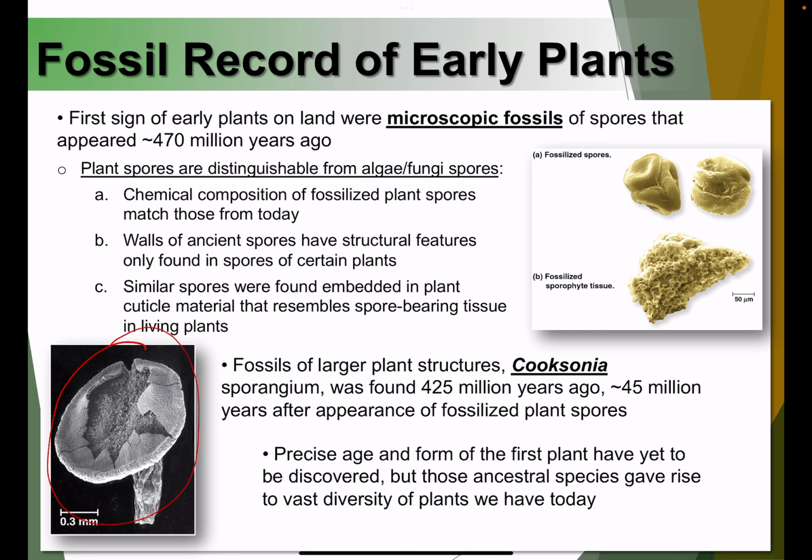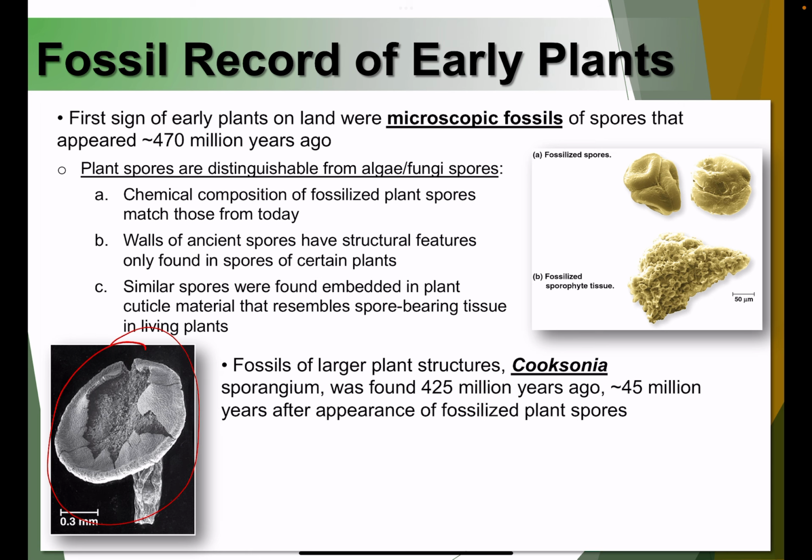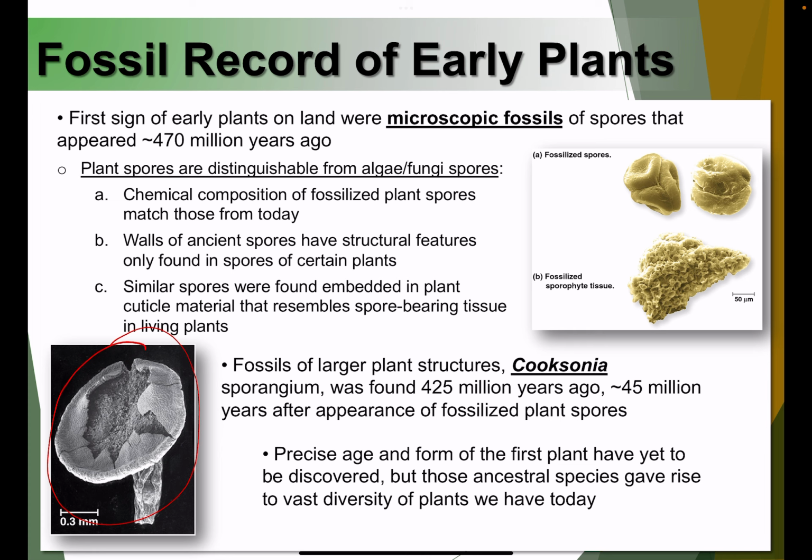Now, the years we're talking about here follow the timeline of going from simple spores to a larger part of the plant that can house more spores in a complex organism. Unfortunately, the precise age and form of the first plants have yet to be discovered. We don't know what that species looked like or when it appeared, but those ancestral species gave rise to the vast diversity of plants we have today. That we know for sure, but we just don't know who they are yet.